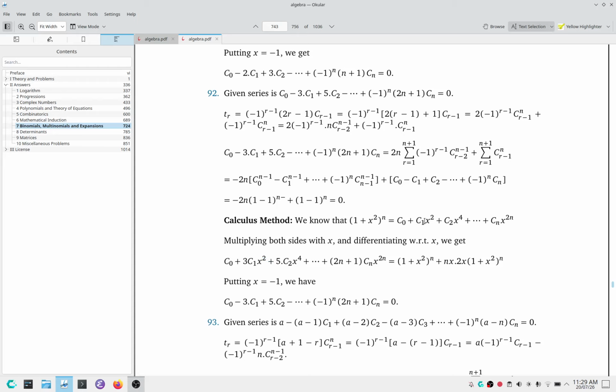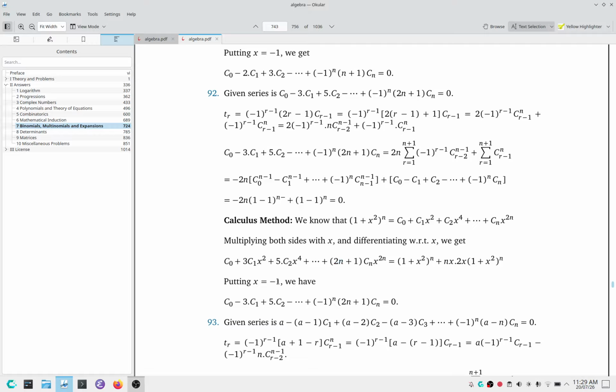So c1x square is cubed. No, this is not correct. This will remain positive. Okay, this will remain positive. So what should be done is you should put x is equal to i here rather.